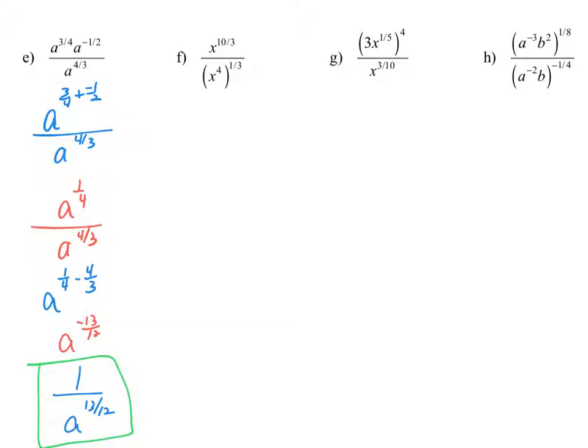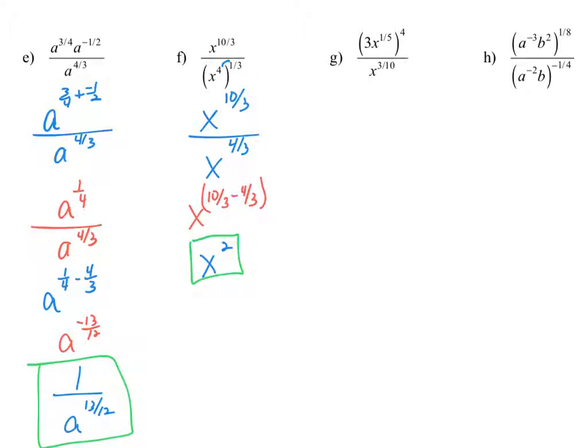All right, let's look at example F. In the numerator, we're going to keep x to the 10/3. In the denominator, we have x to the 4th, that quantity, to the 1/3 power. So with the power to a power rule, we're going to multiply those exponents together. And 4 times 1/3 is 4/3. And now we can use the quotient rule where we subtract the exponents. So we're going to get x to the 10/3 minus 4/3 in the exponent. And then we can simplify that to get x to the 2nd power. 10/3 minus 4/3 is 6/3, and 6 over 3 is 2. So our final answer is x to the 2nd power.